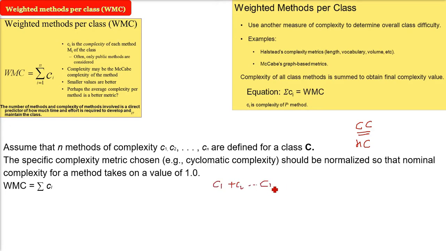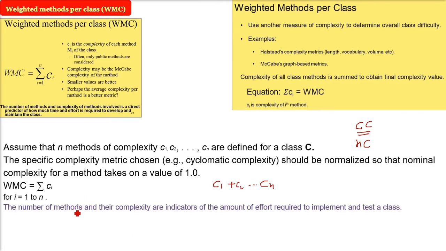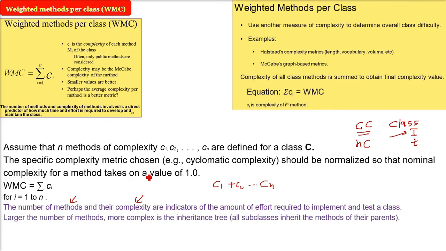So you just have to add these complexities. Just add the complexity. This is the weighted methods per class. So the number of methods and their complexity, these are the indicators of the amount of effort required to implement and test a class. So this is a clear indicator, WMC, of how much effort you are going to put in, and how much effort in testing also.